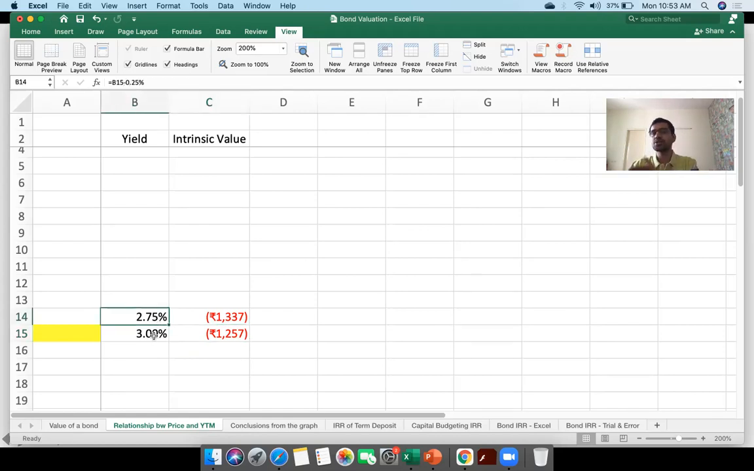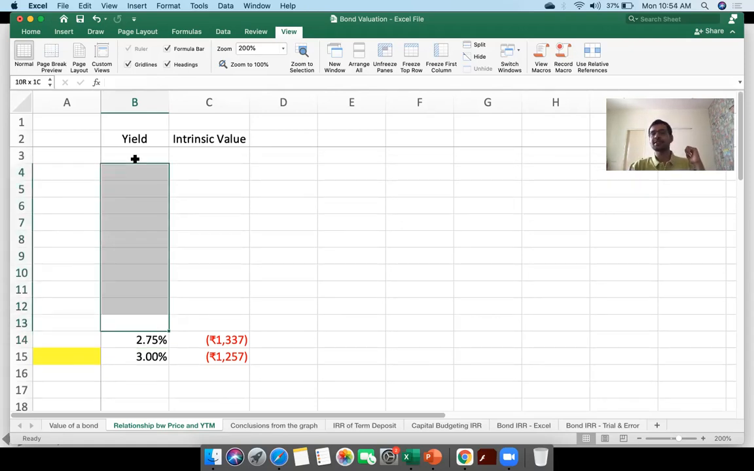Now, just like how I reduced it from 3 to 2.75, I'm going to further reduce it by 0.25%, from 2.75 to 2.5, 2.5 to 2.25, 2.25 to 2%, and so on. I'm going to keep decreasing it by 0.25% and recalculate the price at different levels of yield to then study the relationship between price and yield. And that is the reason I left some space above.